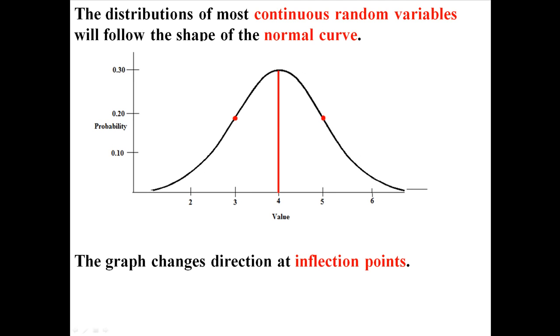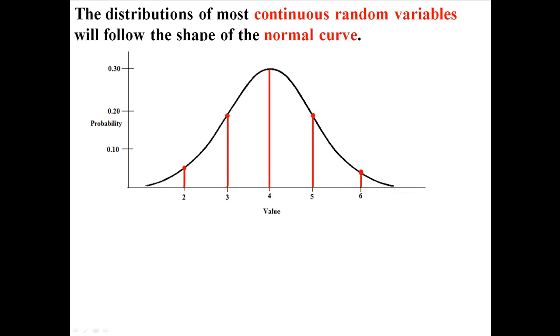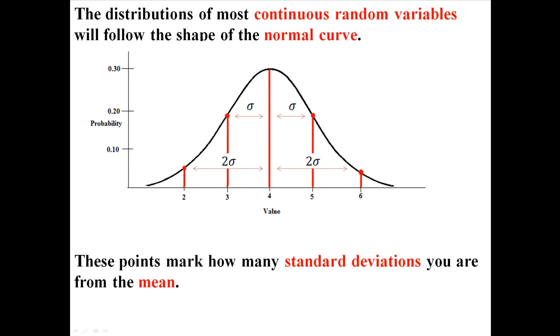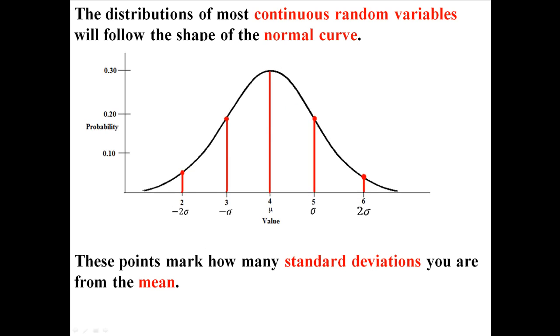So the graph changes direction at inflection points. In these inflection points, when you're one inflection point from the mean, it marks one standard deviation from the mean. So I'm just going to draw some lines here to mark the standard deviations. So for like 3 and 5, if you're at those, you are one standard deviation away from the mean. If you're at, say, 2 or 6, you are two standard deviations away from the mean. So now I've marked that on the bottom, where we have the mean on the bottom, and then you can see as we're going up 1, 2 standard deviations, and down 1, 2 standard deviations.